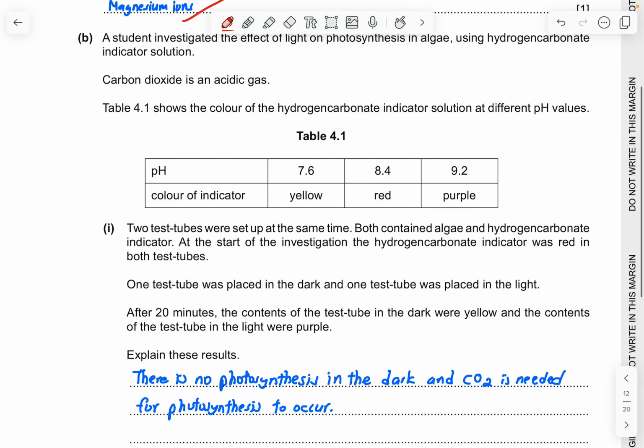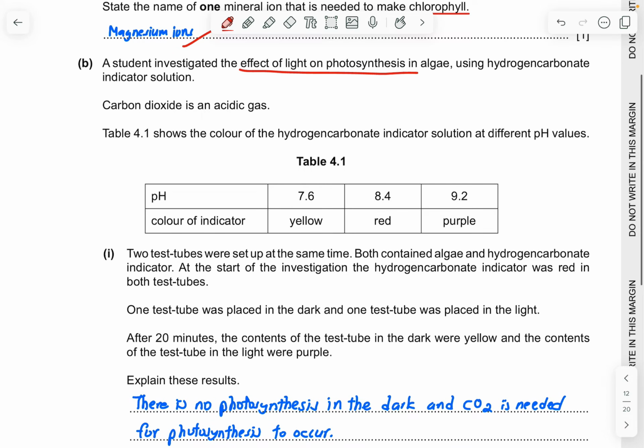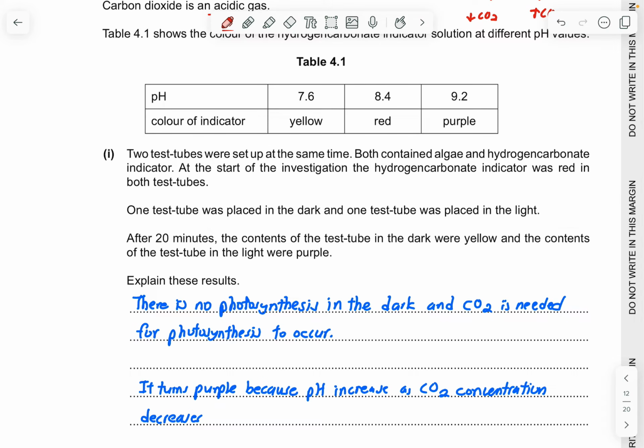So part B, a student investigated the effect of light on photosynthesis using hydrogen carbonate indicator solution. So remember, a hydrogen carbonate indicator is PM ROI, from lower CO2 to higher CO2. So carbon dioxide is an acidic gas. Okay, so the two test tubes were set up at the same time. Both contain algae and hydrogen carbonate. So at the start of the investigation, the hydrogen carbonate indicator was red in both test tubes. So initially it was this. And then one test tube is placed in the dark and one test tube is placed in the light.